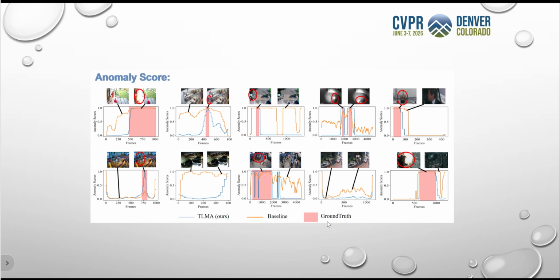In conclusion, TLMA effectively mitigates WLI impact by enhancing motion features and triplet learning strategy, providing a cost-effective and highly precise solution for video anomaly detection.